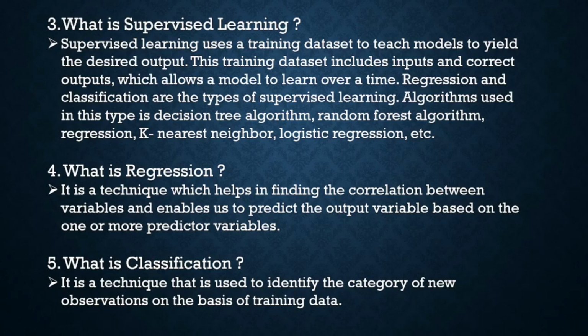Question number 4. What is regression? It is a technique which helps in finding the correlation between variables and enables us to predict the output variable based on one or more predictor variables. Question number 5. What is classification? It is a technique that is used to identify the category of new observations on the basis of training data.